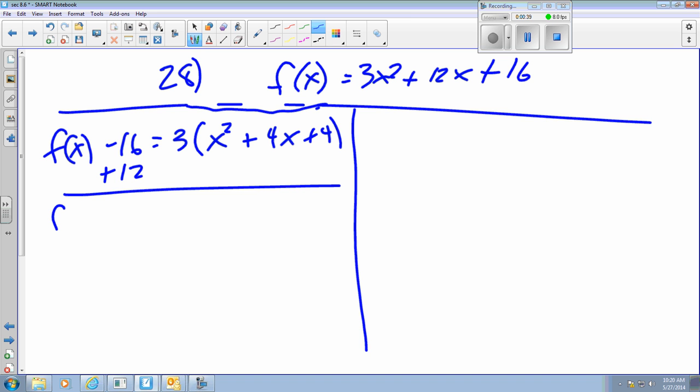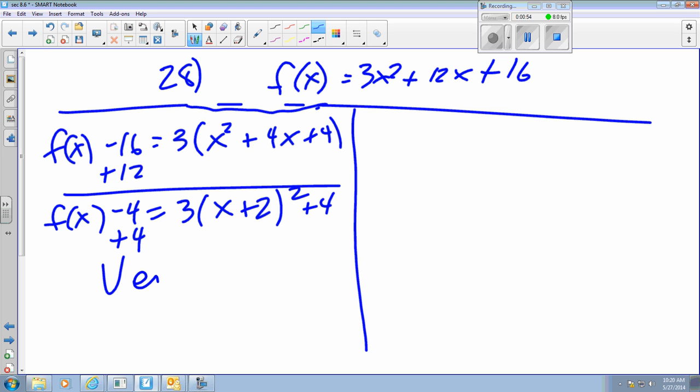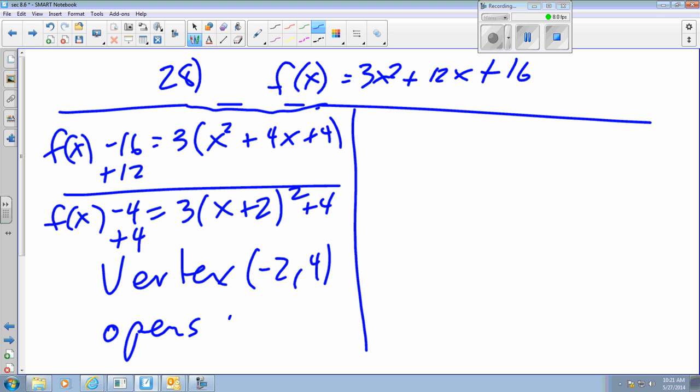Now I think I'm ready to rewrite it as a binomial squared. So I get 3 times the quantity, square root of the first term, square root of the last term, sign in front of the middle term, quantity squared. And then I'm going to add 4, add 4. So my vertex is at the point negative 2, 4. I know because my A is positive that it opens up.